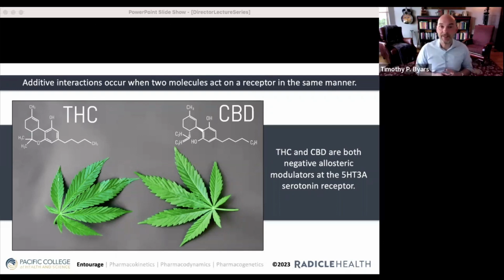Anytime I mention the 5-HT3A serotonin receptor, and I say that THC and CBD are both negative allosteric modulators, I also like to point out that alcohol is a positive allosteric modulator at 5-HT3A, and activation of this serotonin receptor can actually cause nausea. So maybe that's one reason why if we drink too much alcohol, we get nauseous.